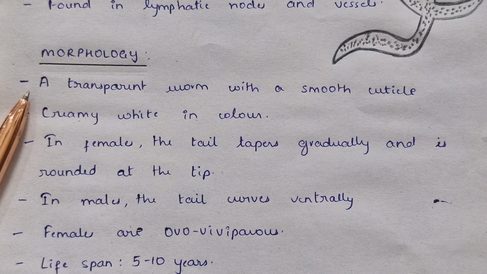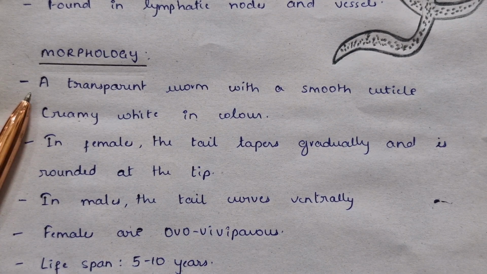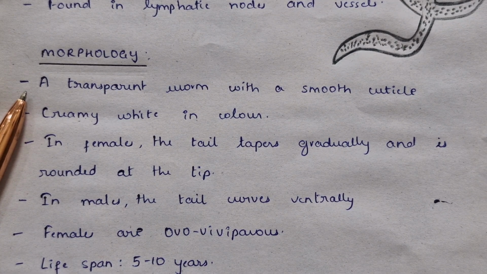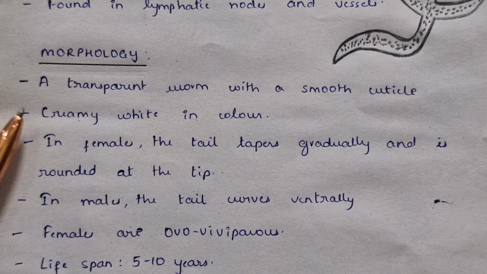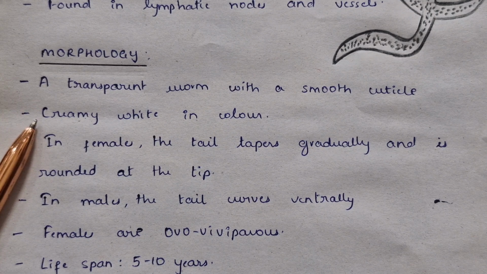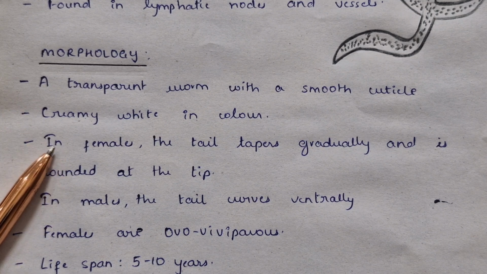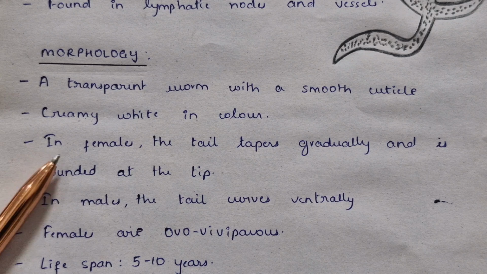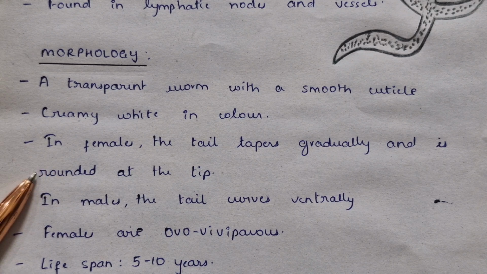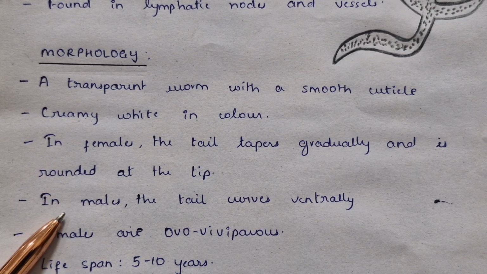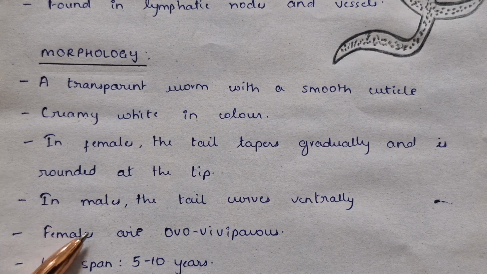Morphology of Wuchereria bancrofti. It is a transparent worm with a smooth cuticle. It is creamy white in color. In females, the tail tapers gradually and is rounded at the tip. In males, the tail curves ventrally.